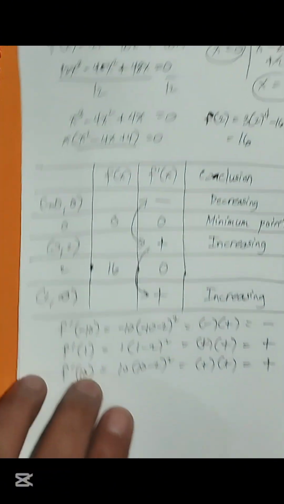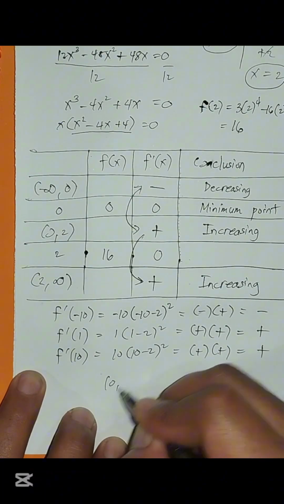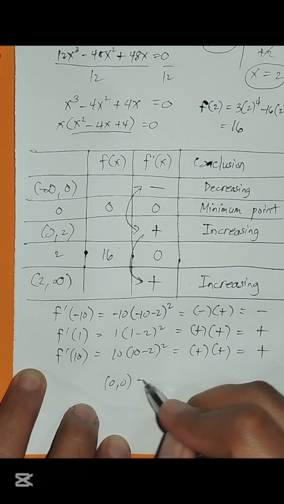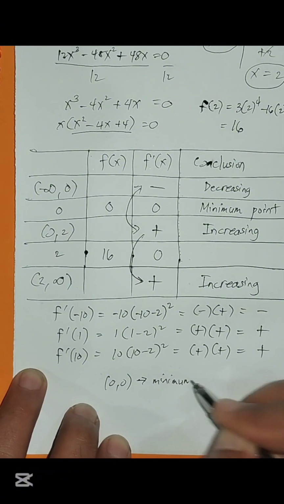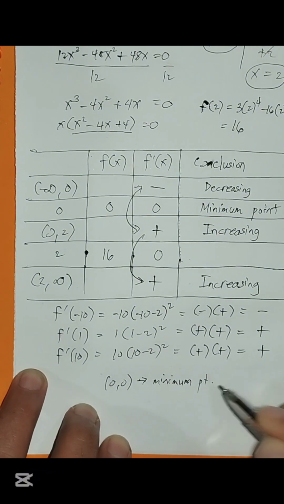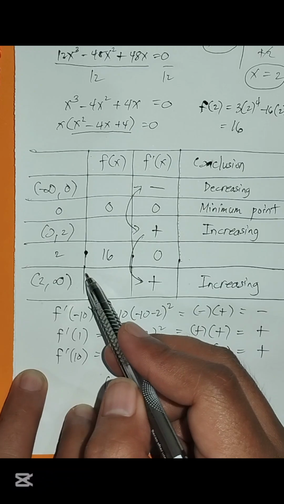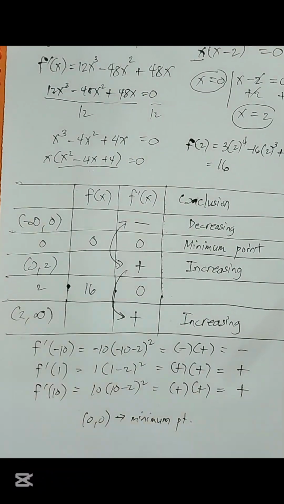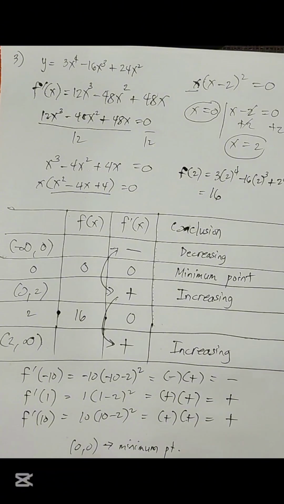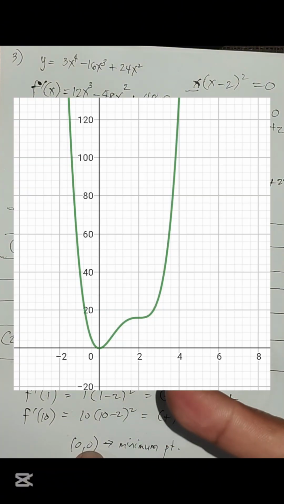So the point 0, 0 is a minimum point. Okay, so that is our final answer. 0, 0 is a minimum point. The other point, 2, 16, is not a maximum point, so it's a point of inflection. Okay, so this is the graph, using GeoGebra.